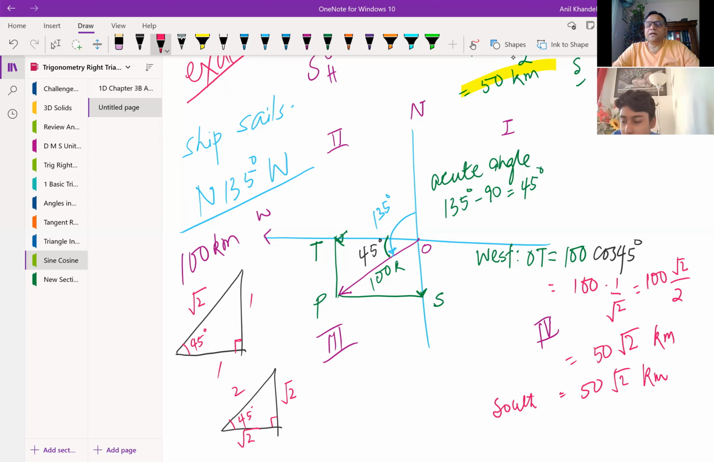So what answer did you get? I got 50 square root 2 kilometers, sir. Yes, both for west and for south, you'll get the same answer because the angle is 45 degrees, correct? Sine and cosine values are the same for 45, which is square root 2 over 2, right? So we call this rationalization.